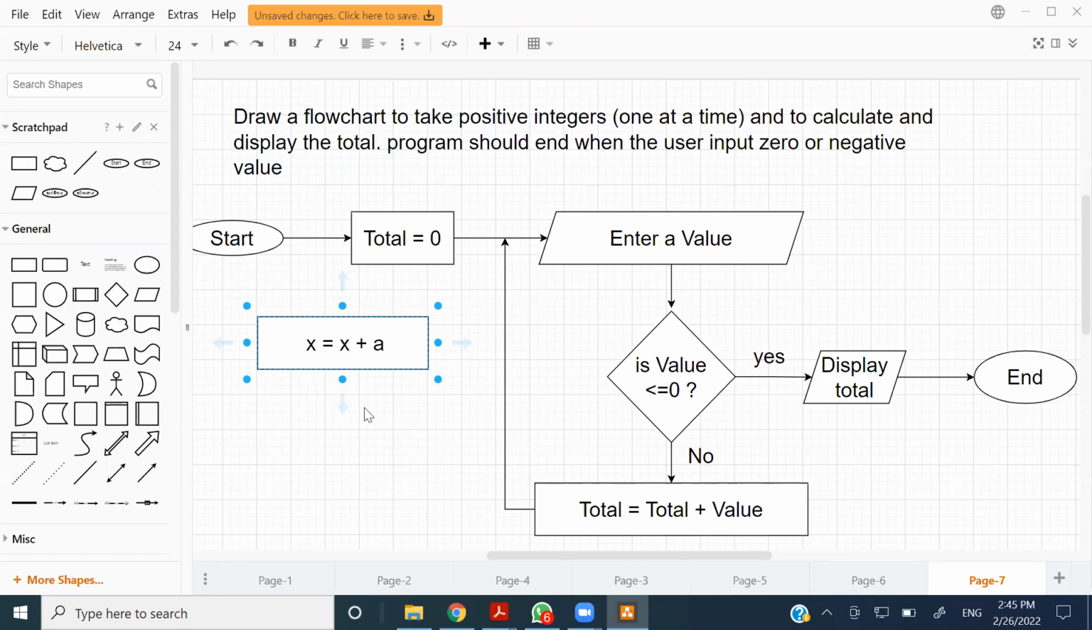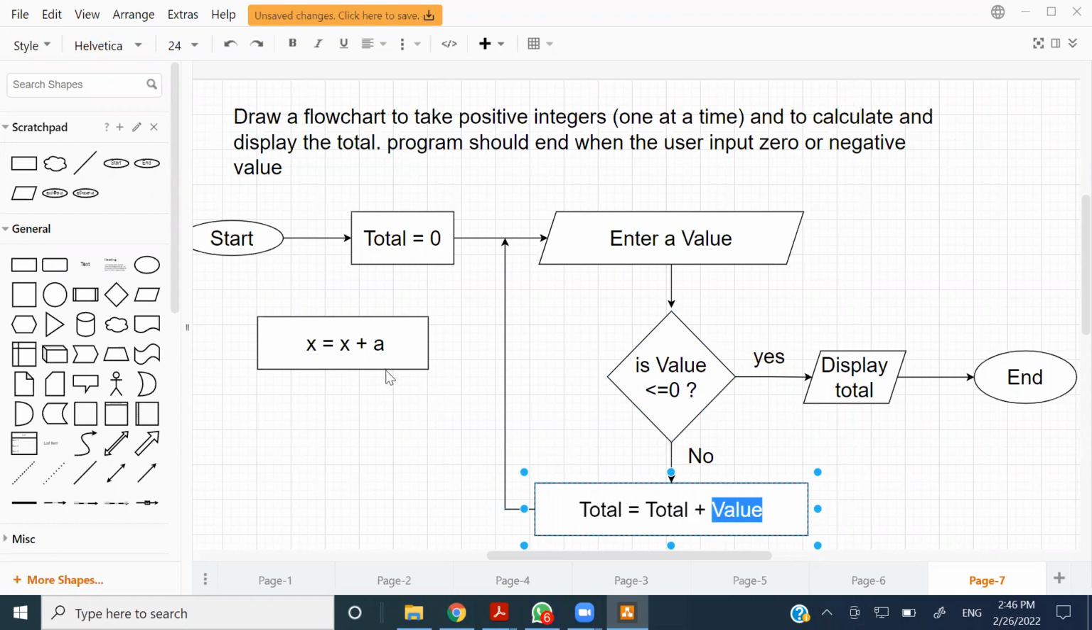Simple as that, right? So it's something very similar to what we write over here: total equals total plus value, right? So it says increase the value of total by value. Simple as that. Okay, very good.